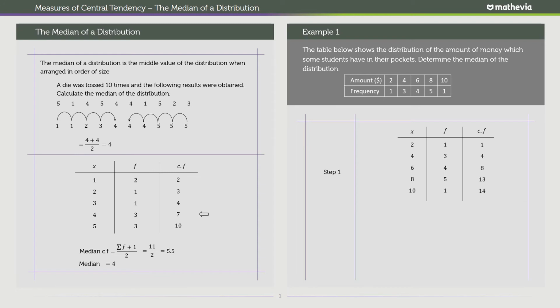Then we start working out our cumulative frequencies: 1, then 1 plus 3 is 4. 1 plus 3 plus 4 gives you 8. 1 plus 3 plus 4 plus 5 gives you 13. And 1 plus 3 plus 4 plus 5 plus 1 gives you 14.